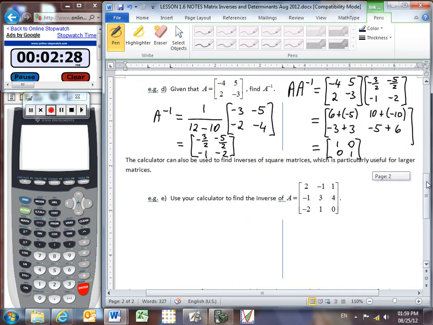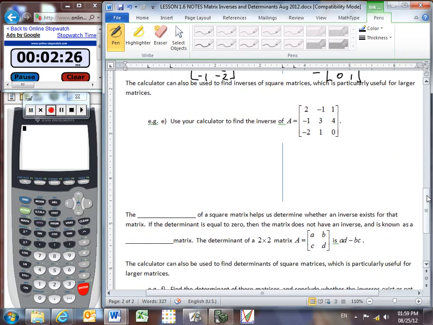We can also use the calculator to find inverses of square matrices. If we've got a 2 by 2 square matrix, then I would expect you to know the formula and to be able to apply it to find the 2 by 2 inverse manually. But you don't have to find inverses of larger square matrices. It's just too difficult. And so let's use the calculator to do this.